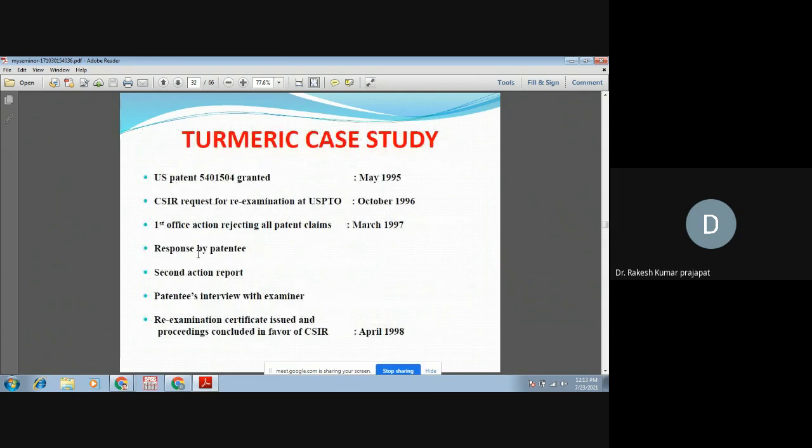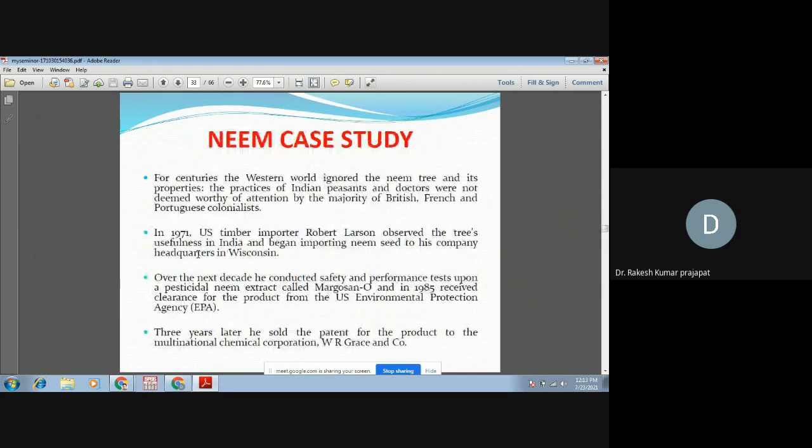The US patent 5401504 was granted in May 1995. CSIR requested re-examination at the US Patent Office in October 1996. The first office action rejected all patent claims in March 1996. That response by the patentee, the second action report, and the patentee's interview with the examiner followed, and the re-examination certificate was issued with the proceeding in favor of CSIR in April 1998.